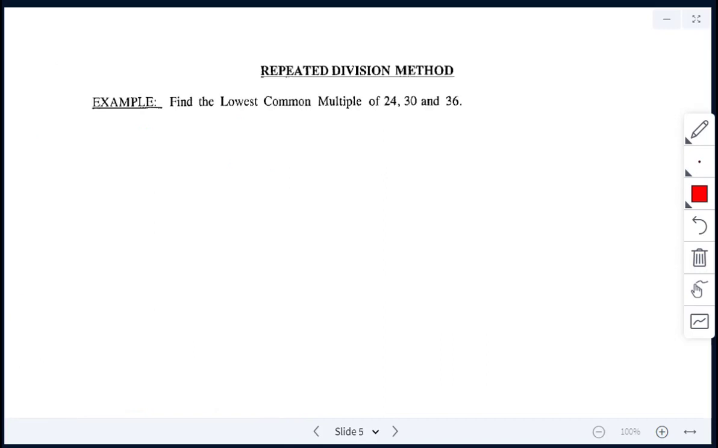All right, so the other method we can use is the repeated division method. So let's use the repeated division method, and let's go over this example. We're going to look for the lowest common multiple of 24, 30, and 36. So we set it up. So 24, 30, and 36. And we set it up like this for repeated division.